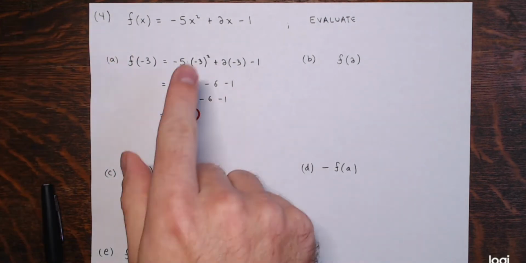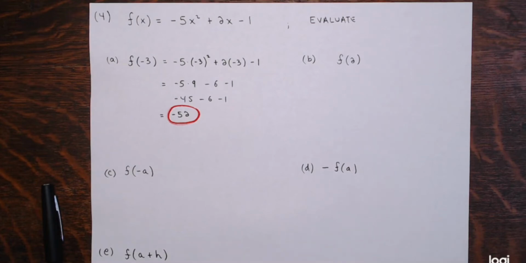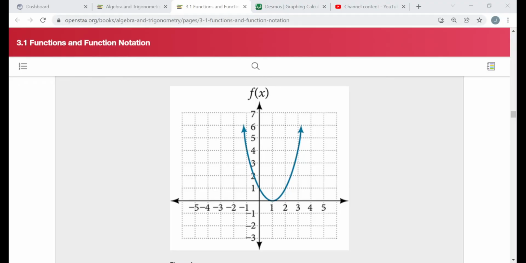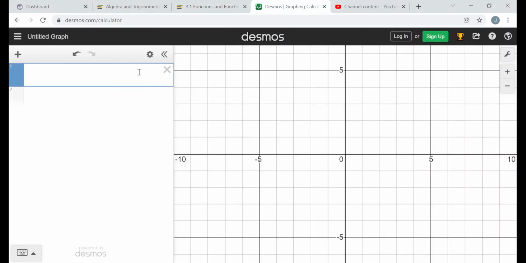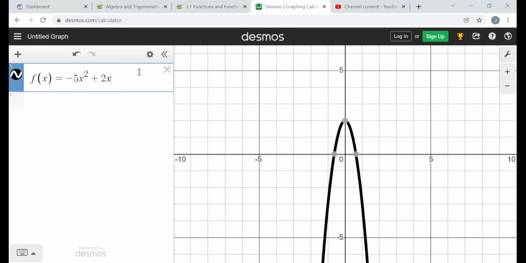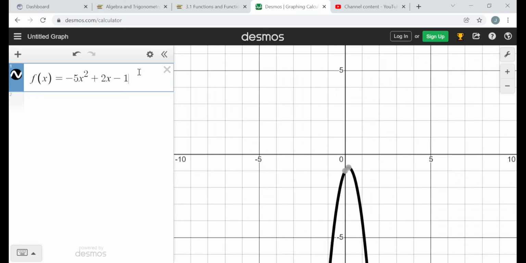Now, let me show you that. Let me go to the Desmos website. I'll put in this function the way it was given to me. And we have f of x equals -5x squared plus 2x minus 1. And now again, the horizontal axis represents the input variable x. The vertical axis represents the value of f, or f of x. And I'll put in the point -3 comma, and then f of -3, which will be -52.